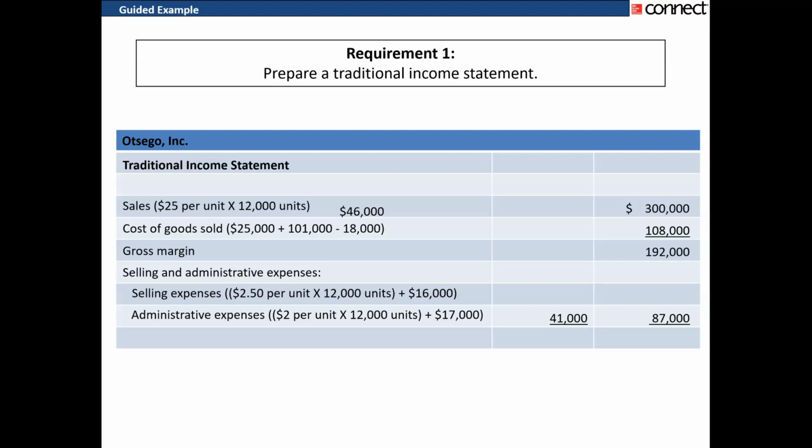Then you will take your... actually, it's missing a number. Okay. So it's missing a number. There should be a number right here that is 46,000. Your selling expenses are a total of $46,000. Your administrative expenses are a total of $41,000 to give you your total of $87,000 for your selling and administrative expenses.